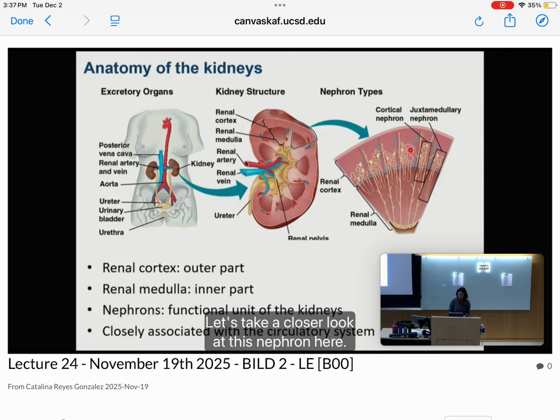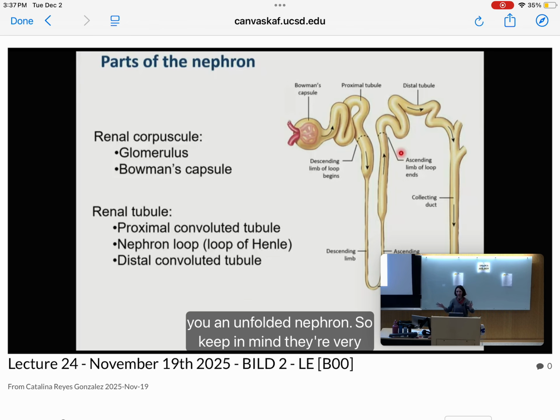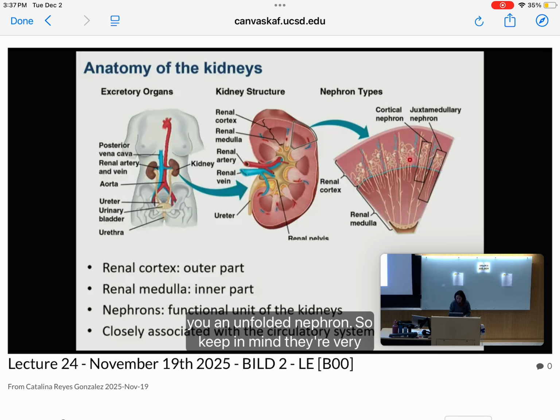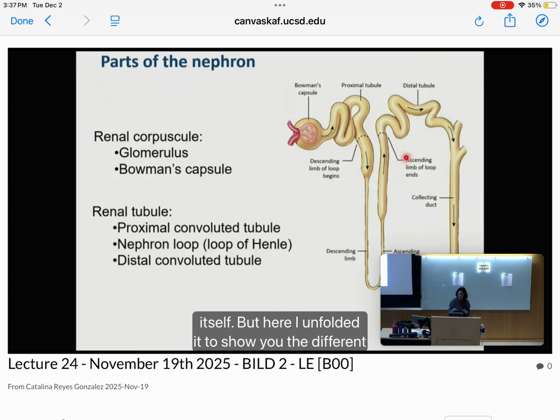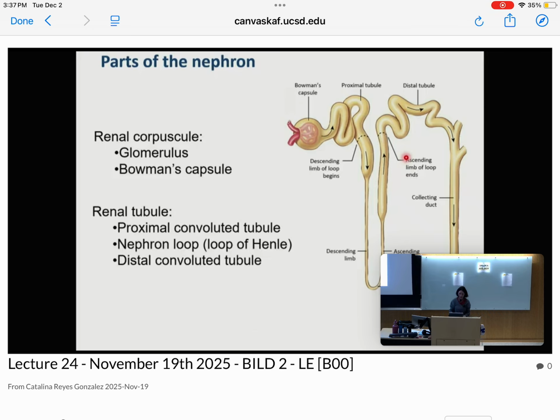Let's take a closer look at this nephron here. So you see how convoluted the nephron is? Over here it's kind of twisting on itself. Here I'm showing you an unfolded nephron. So keep in mind they're very twisty over here, and I'll show you later on how they look normally, how they look when they fold on themselves. But here I unfolded it to show you the different segments or the different sections of the nephron. So you need to know these parts of the nephron. So the first part of the nephron is going to be the Bowman's capsule.